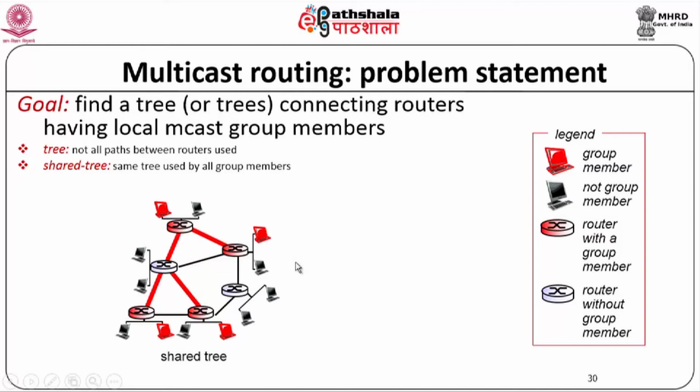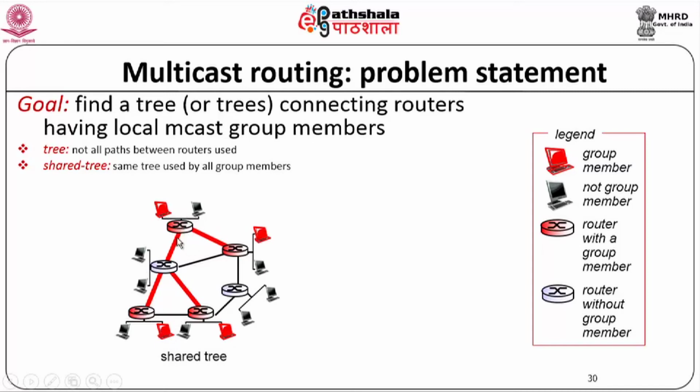You could have what is called a shared tree. When we talk of trees, there are two types of trees that we talk about here. One is called a shared tree. A shared tree is the same tree that will be used by all the group members. If you take this one for instance, this router, this router, this router and this router are all connected by means of this particular tree here.